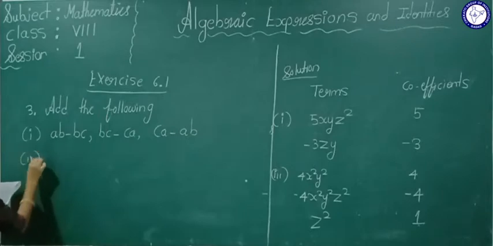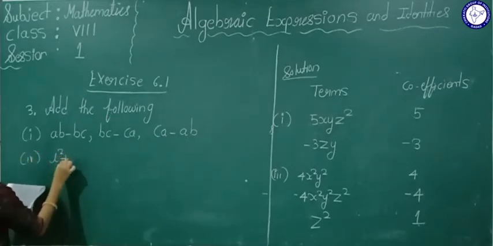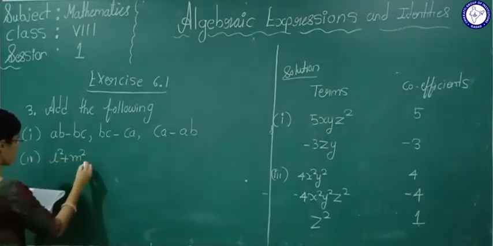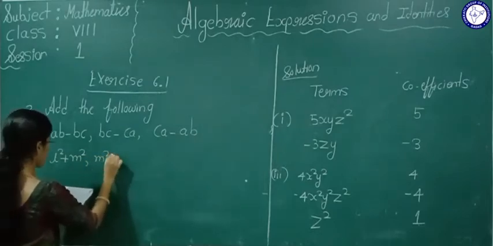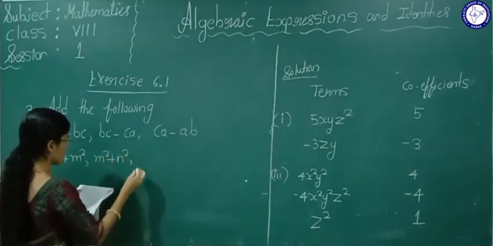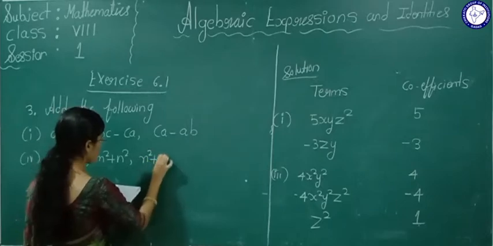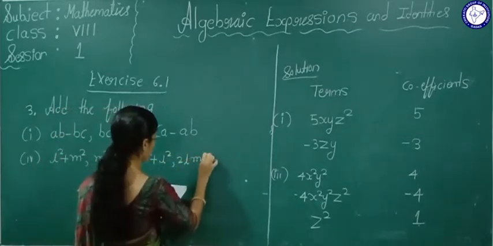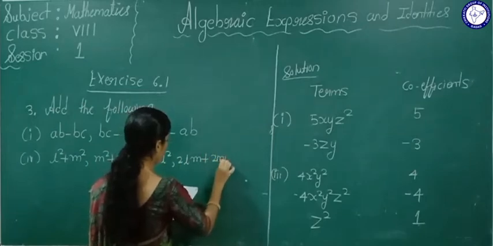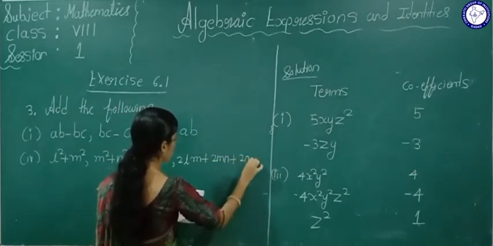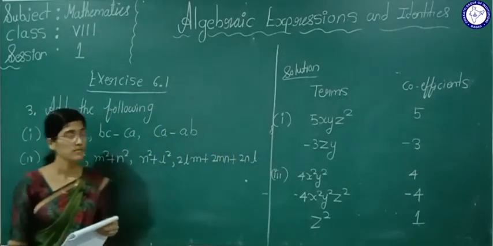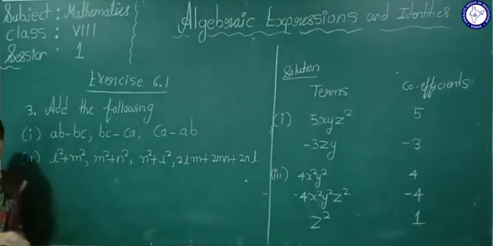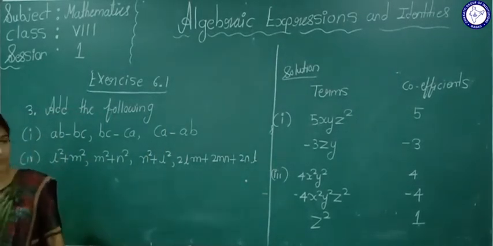Fourth one, L square plus M square, M square plus N square, N square plus L square, 2LM plus 2MN plus 2NL. Add the following. We will add this. Okay.